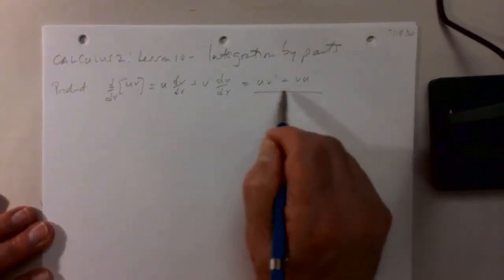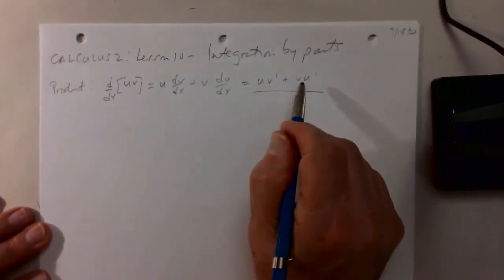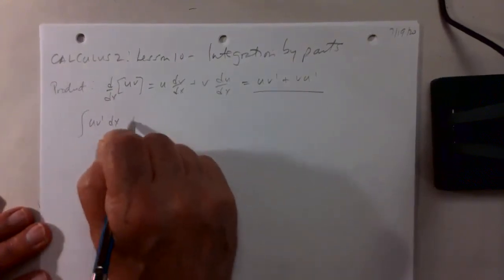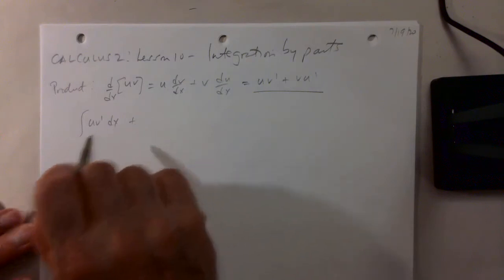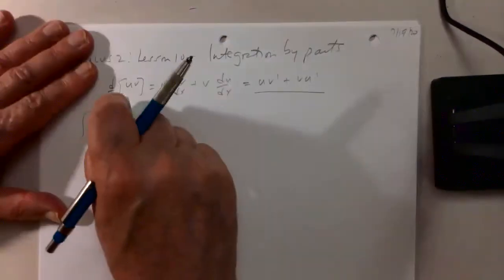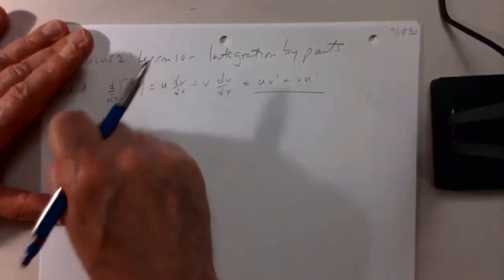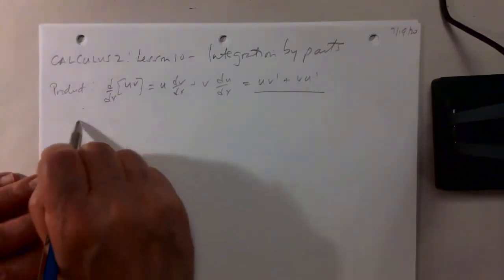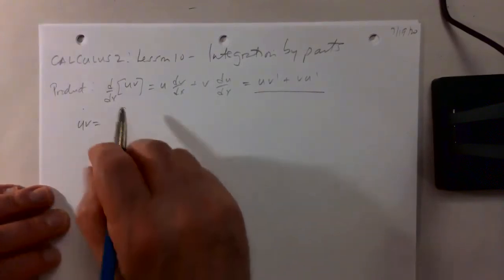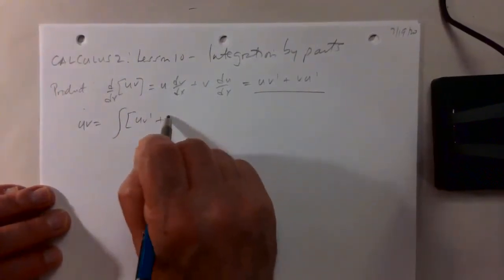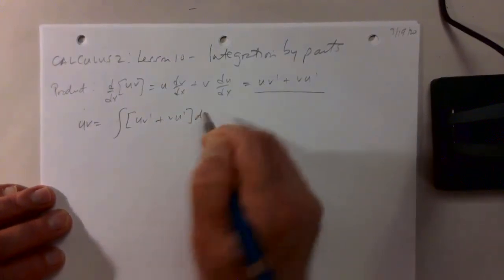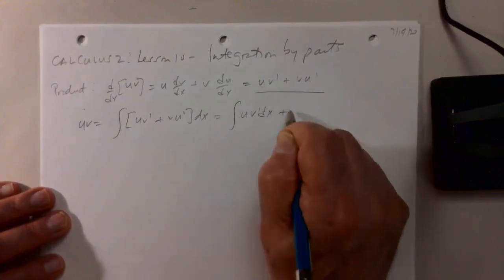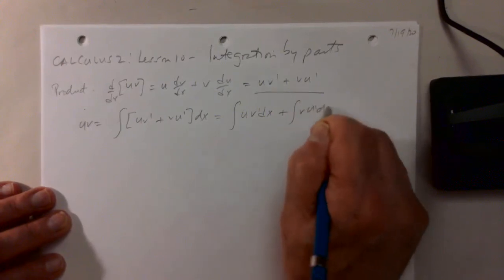So if we look at a function which is of the form uv prime plus vu prime, the integral of uv is the indefinite integral or the antiderivative of uv prime plus vu prime dx, which I can write as the integral of u v prime dx plus the integral of v u prime dx.